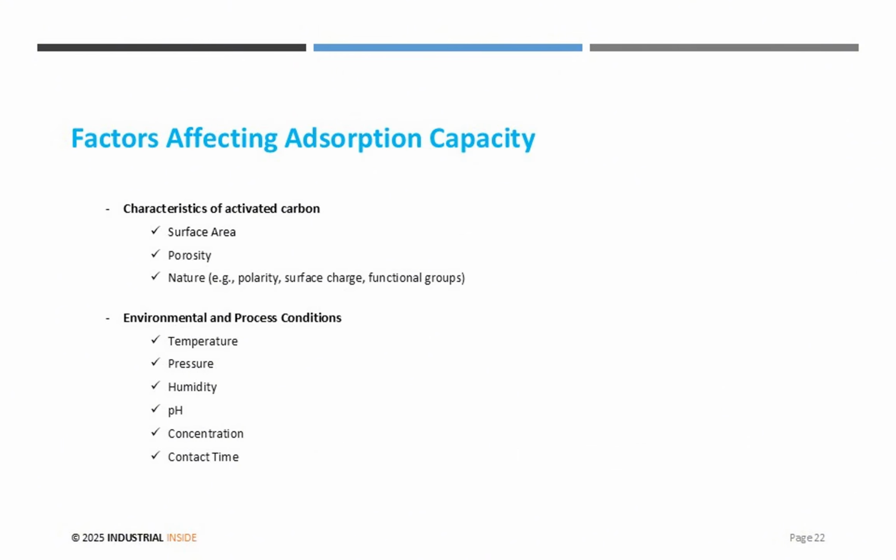Adsorption capacity depends on both the properties of activated carbon and the environmental conditions. Key carbon factors include surface area, porosity, and chemical nature like polarity or functional groups. Environmental factors such as temperature, pressure, humidity, pH, concentration, and contact time also play critical roles.